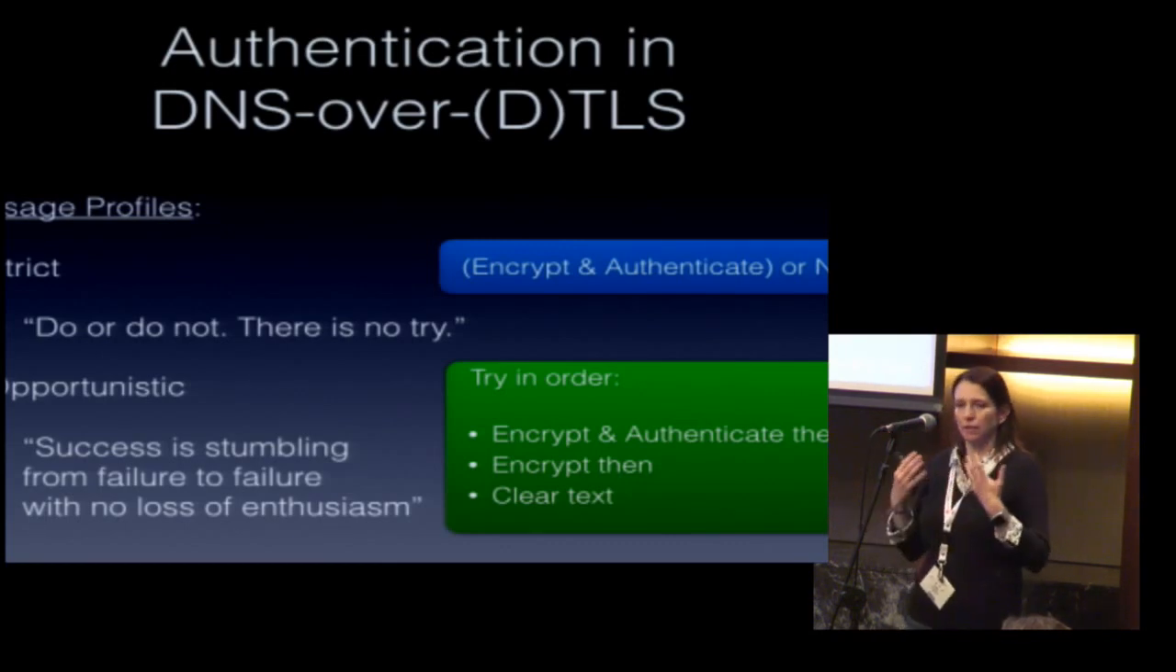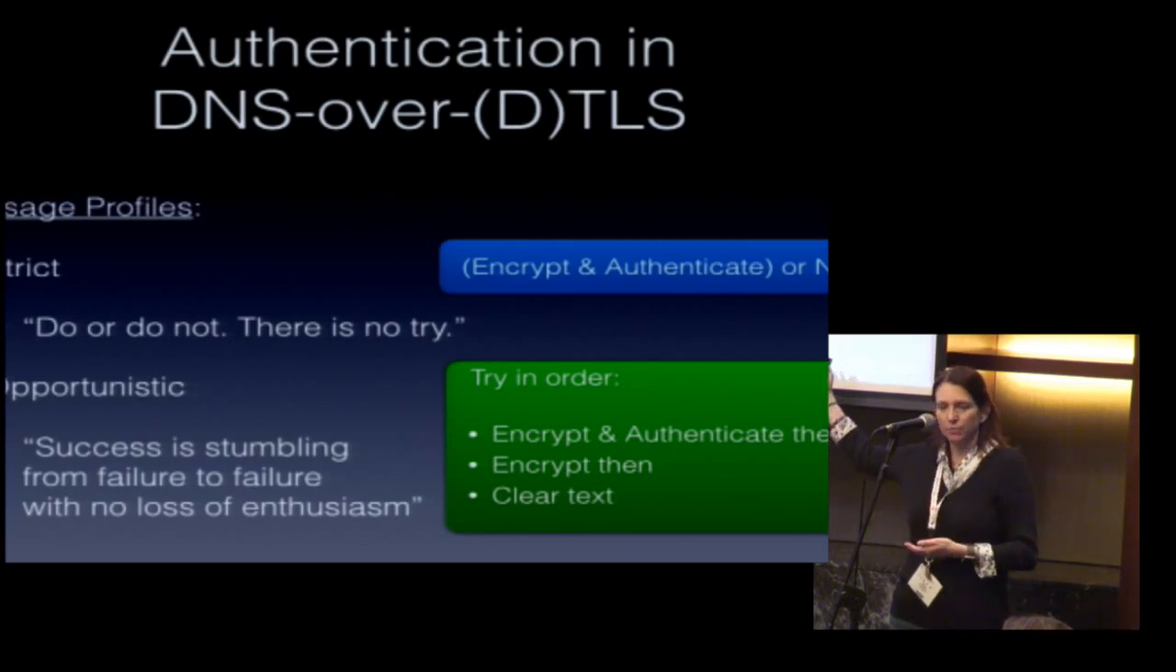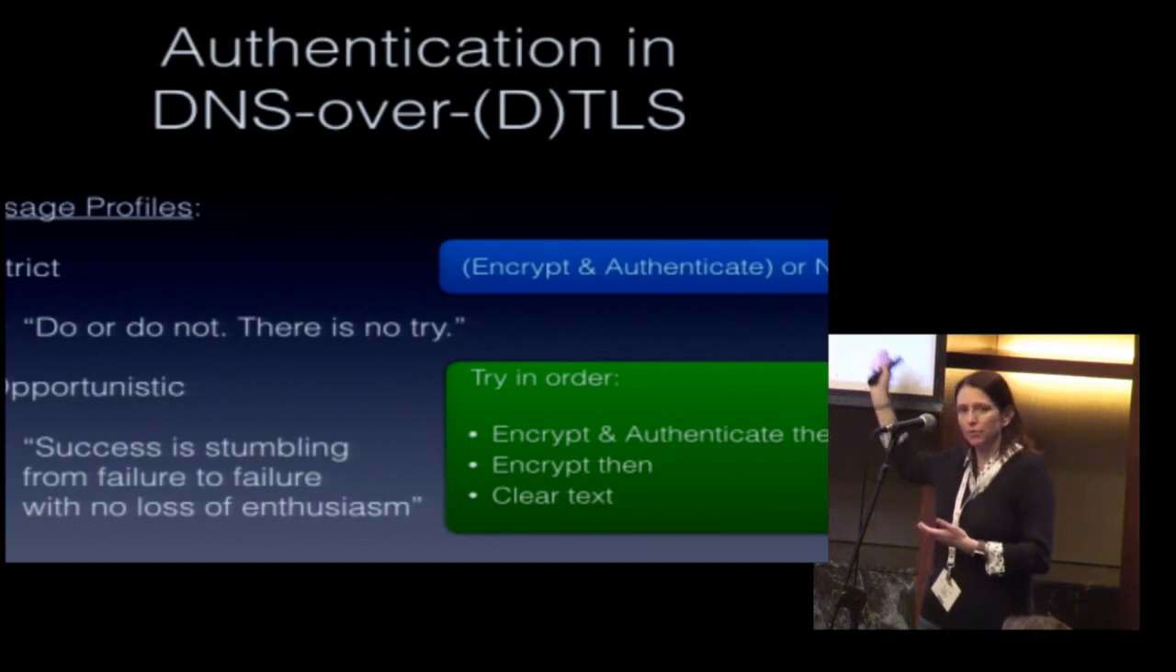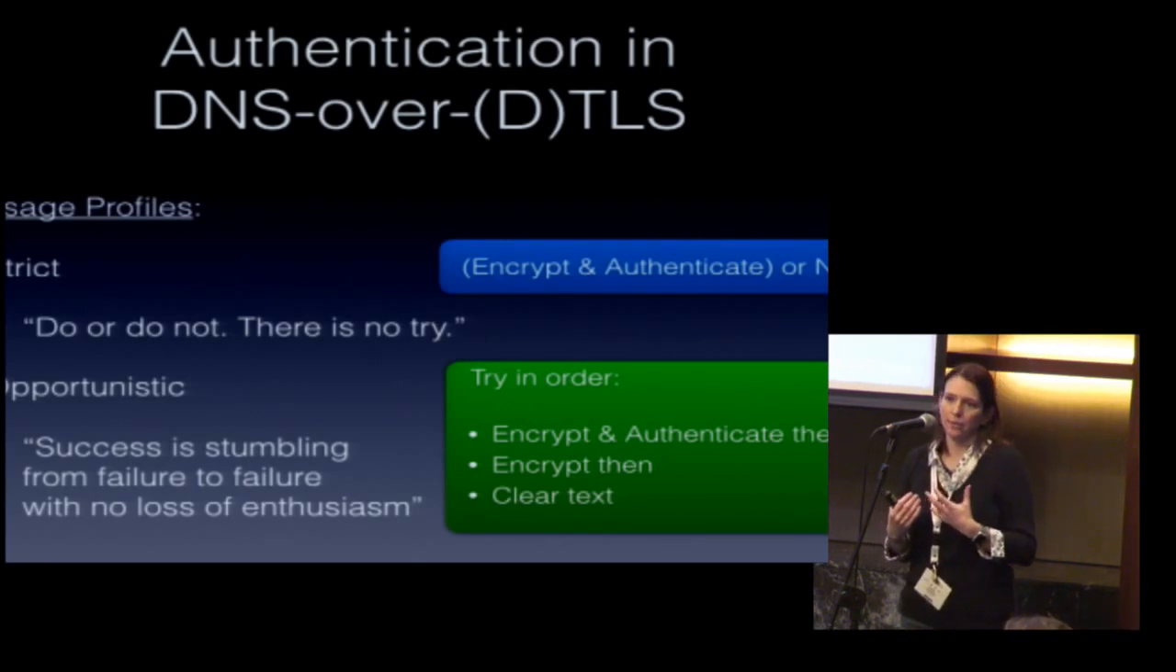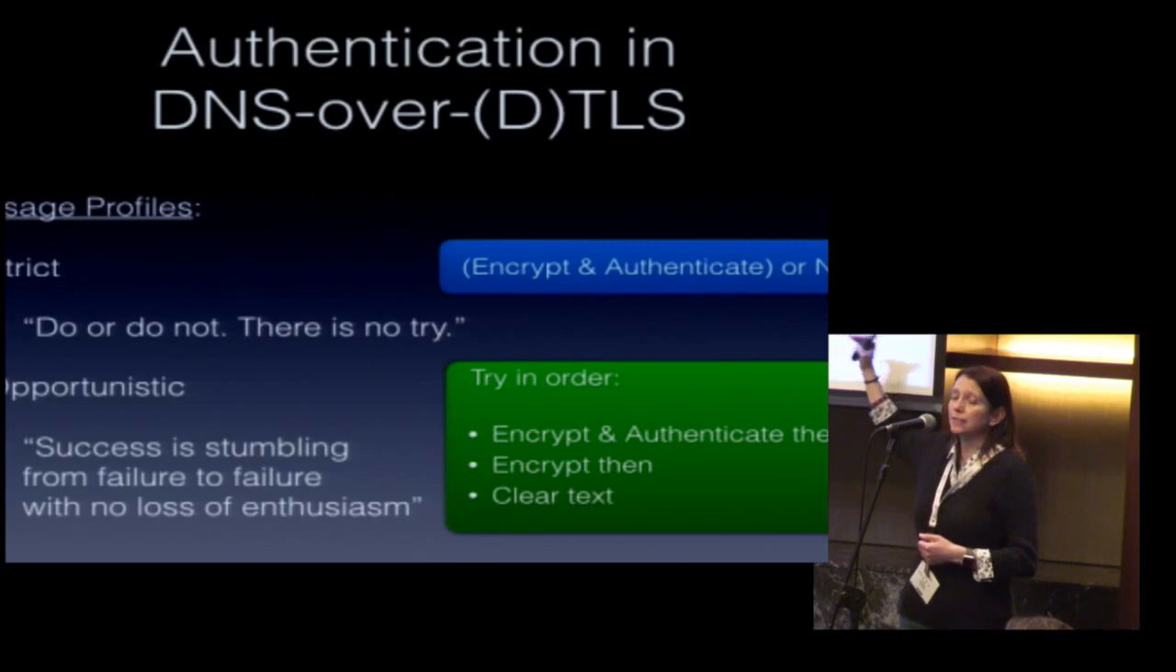I like to think of it as a kind of Jedi way of doing this. I've let the words of Master Yoda describe the philosophy here. Whereas the opportunistic profile is much more pragmatic. I really like the idea of DNS privacy and I think it's important. I'm going to try every mechanism I can to do it. But at the end of the day, I am willing to go to clear text in order to get connectivity.